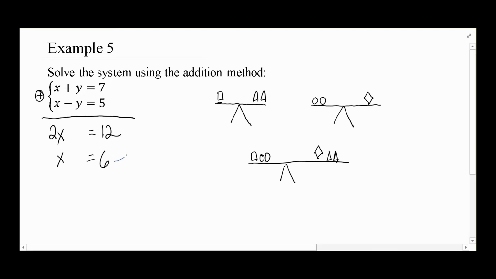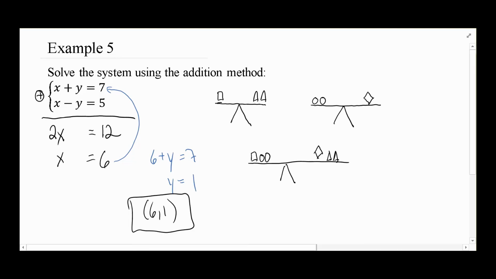Now that I know my x value is 6, I can plug this back into either one of the original equations. Doesn't matter. I get 6 plus y equals 7, so y must be 1. And I've got myself an answer. 6, 1. It's an easy answer to check. First equation, 6 plus 1 is 7. Second equation, 6 minus 1 is 5. We're all good. That is, in fact, the correct answer of 6, 1.